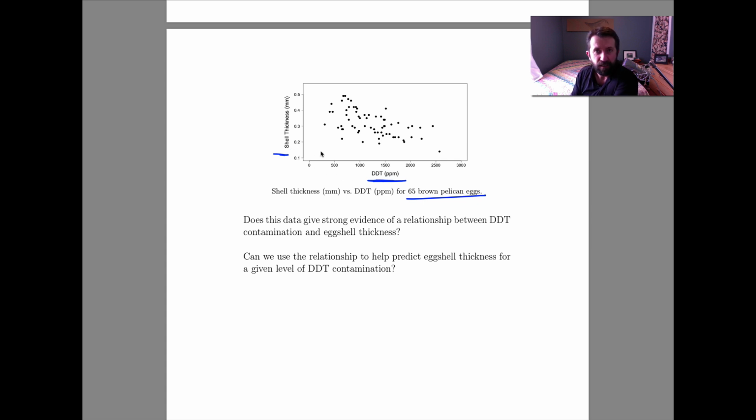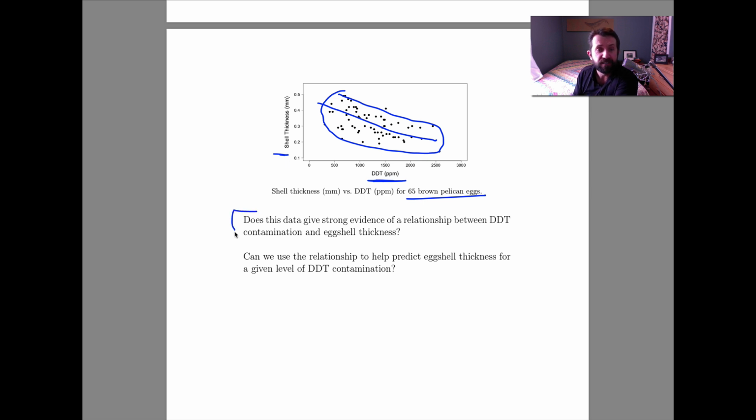Now, here, we're exploring this relationship. Is there a relationship between DDT and shell thickness? And I'd say visually, it looks like there is one. It looks like this sort of cloud is decreasing a little bit here, right? I'd say it does look like that. There does seem to be this decreasing trend.